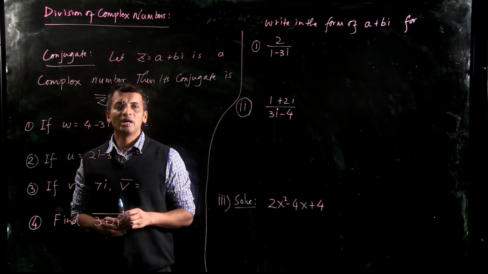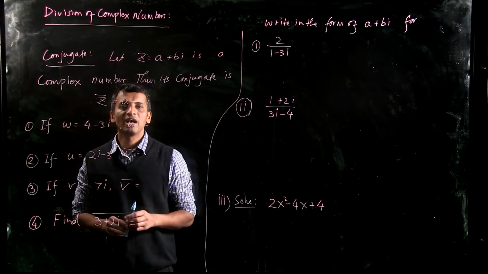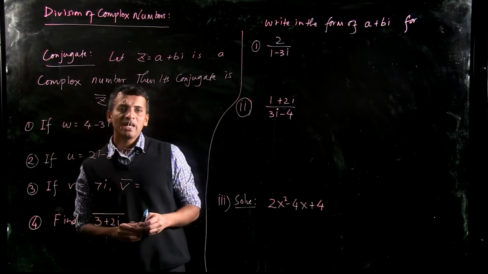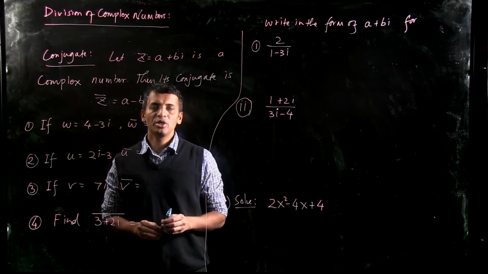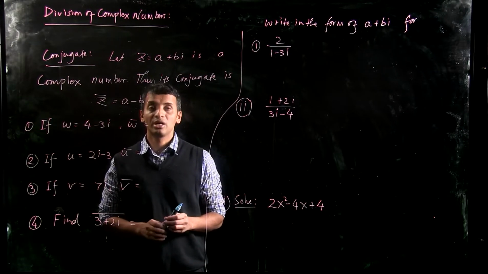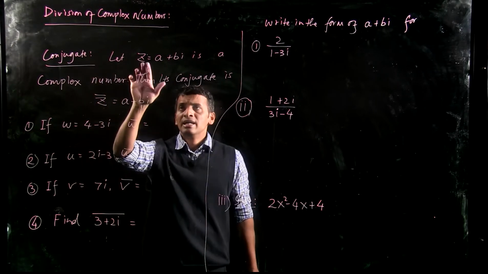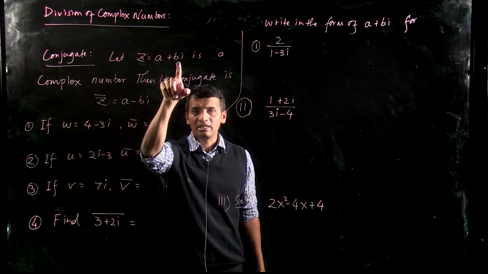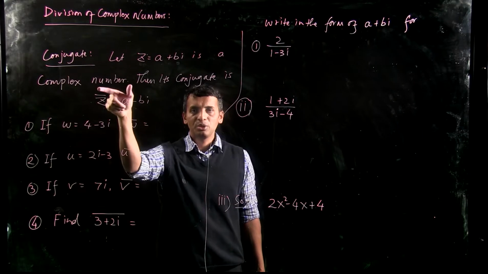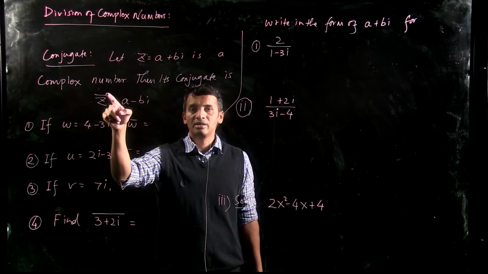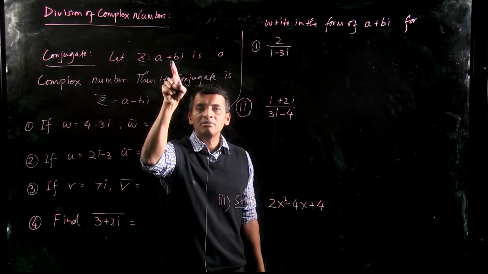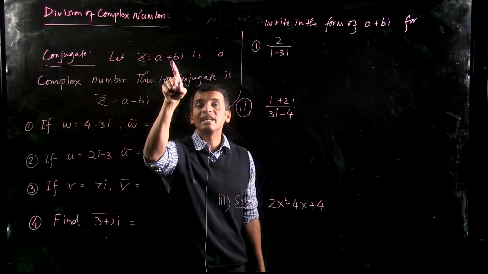Okay, in this video, I will talk about how to divide a complex number by another complex number. Before I teach you that, let me tell you something about the conjugate of a complex number. If z equals a plus bi is a complex number, then its conjugate we denote by z bar. And this is exactly the same number, but the sign of the imaginary part will be changed.